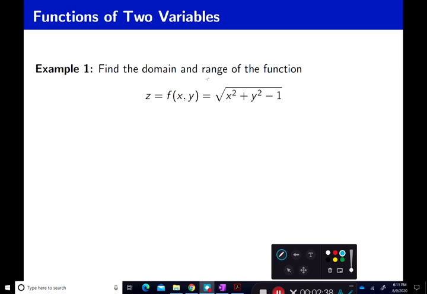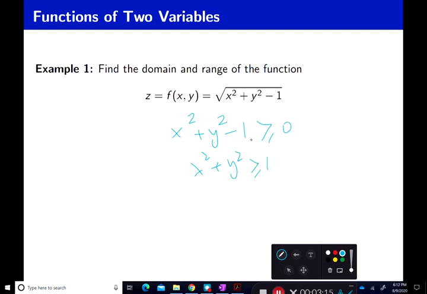Remember, this is a composition of a square root and something that is inside. Where is the domain of the square root? For all the values inside the square root that are positive or equal to 0. What is inside the square root? x squared plus y squared minus 1. And this has to be bigger than or equal to 0 to give the domain. That is, x squared plus y squared is bigger than or equal to 1.